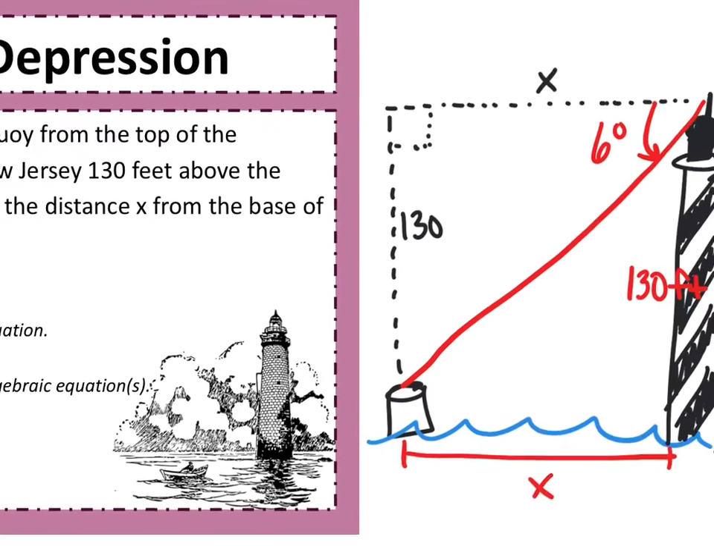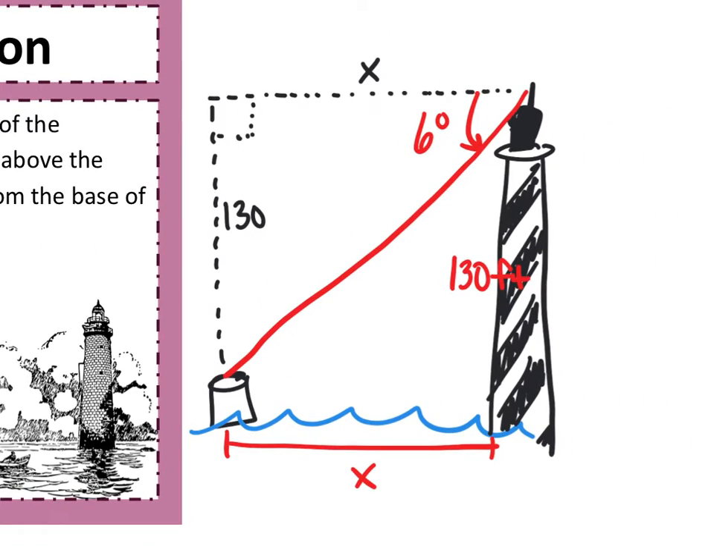So if we were to draw a picture for this, it would look something like this. Here's my lovely lighthouse and a nice little buoy on the water. We have an angle of depression of 6 degrees. Not drawn to scale, obviously. And it says that the lighthouse itself is 130 feet. So what we also know is we have this triangle created, right? This is a triangle, but this 6 degrees is over here. So this is the triangle I'm going to work with.